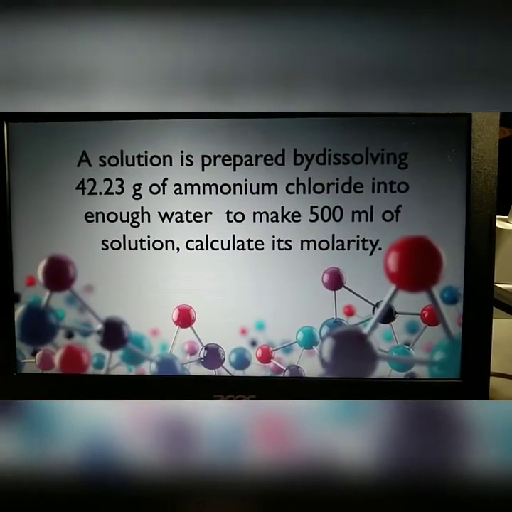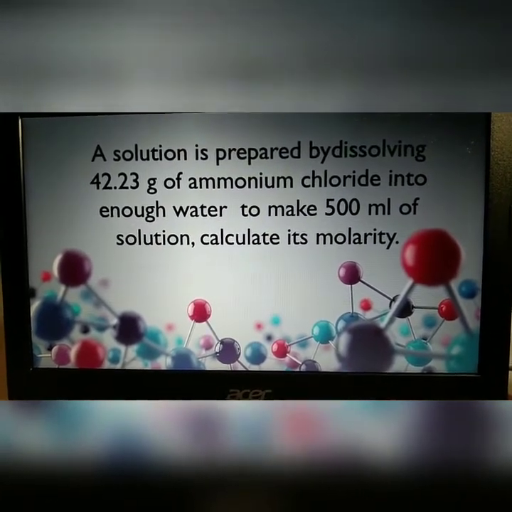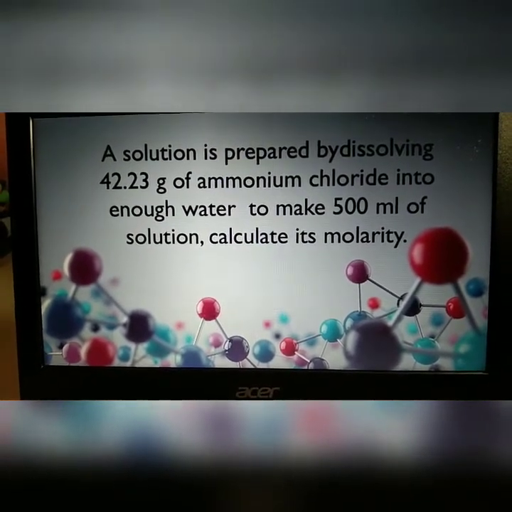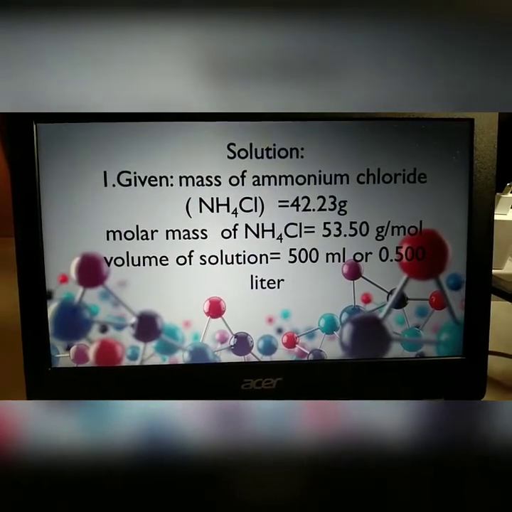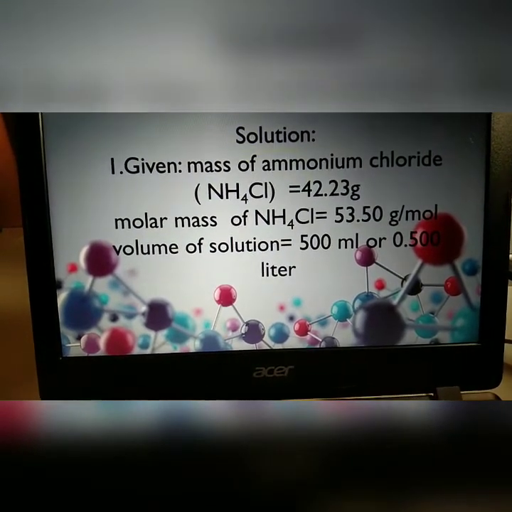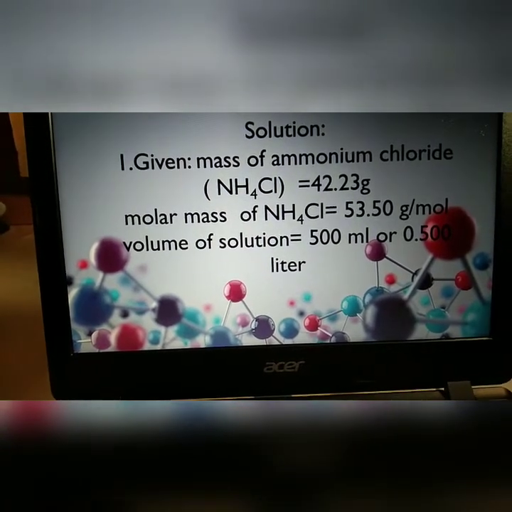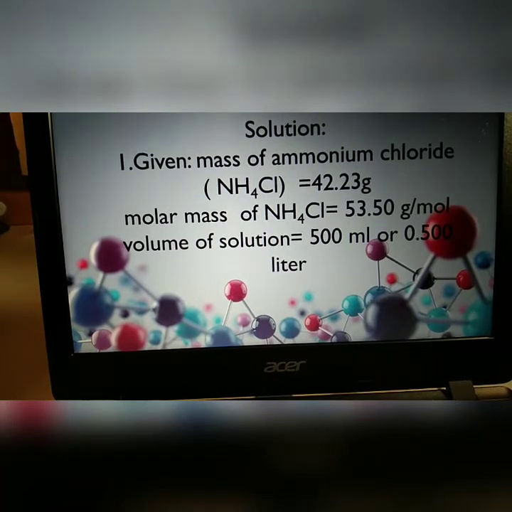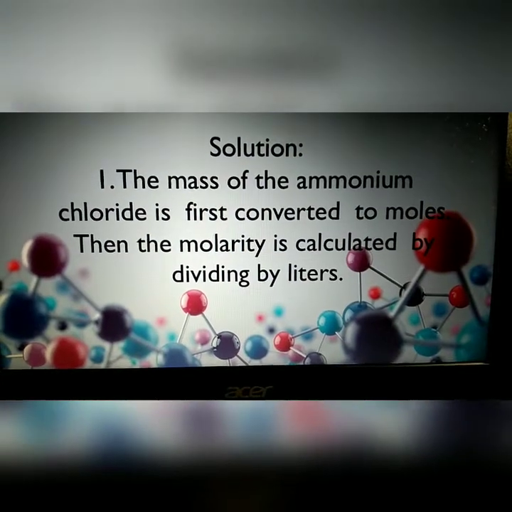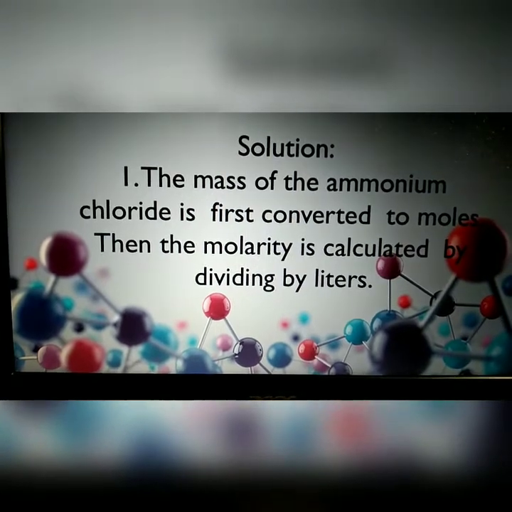A solution is prepared by dissolving 42.23 grams of ammonium chloride into enough water to make 500 milliliters of solution. Calculate its molarity. The following are the given. Mass of ammonium chloride is equal to 42.23 grams. Molar mass of ammonium chloride is equal to 53.50 grams per mole. Volume of solution is equal to 500 milliliters or 0.500 liter. The mass of ammonium chloride is first converted to moles. Then the molarity is calculated by dividing by the liters.